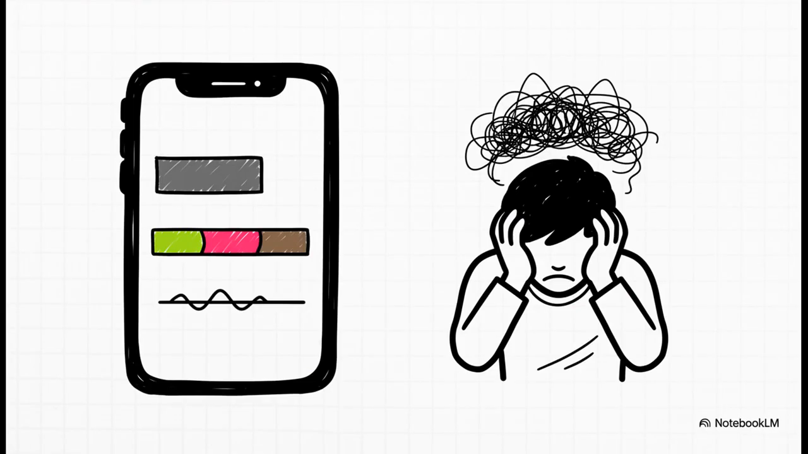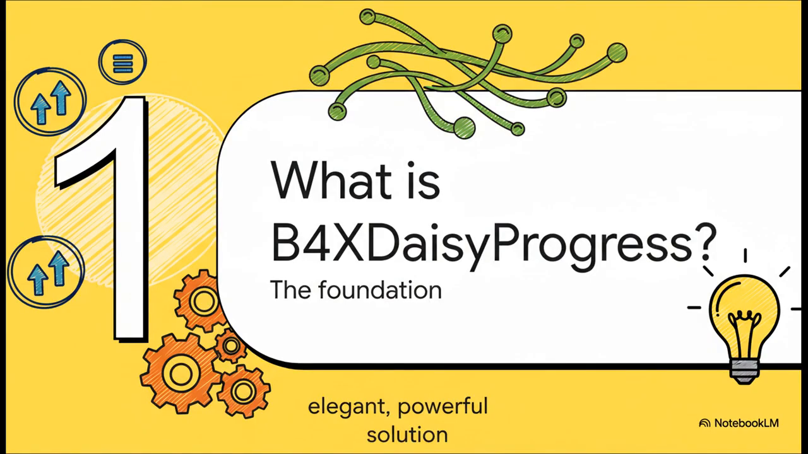I mean, we've all been there, right? You're building this awesome, sleek, modern app, and then you hit the progress bar. Getting that one little element to look just right, responsive, theme-aware, with those perfect rounded corners, it can be so frustrating. You end up either sinking hours into custom drawing code or just settling for something that doesn't quite fit the vibe. And that, right there, is exactly the problem B4XDaisyProgress was built to solve. It's a really elegant and powerful solution, so let's dig in and see what it's all about.